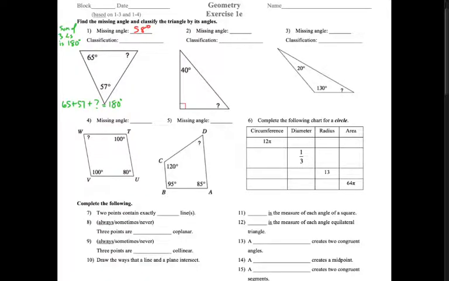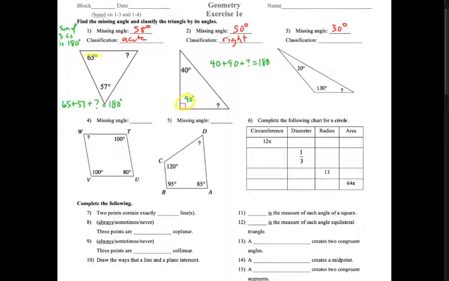The classification, what type of triangle is it? Well, what is the smallest angle in this? It's an acute angle that makes this an acute triangle. Number two, 40 plus, remember that marking means 90, 40 plus 90 plus something equals 180. That's 50 is what's missing. Because the biggest angle is a 90-degree angle, this makes this a right triangle.